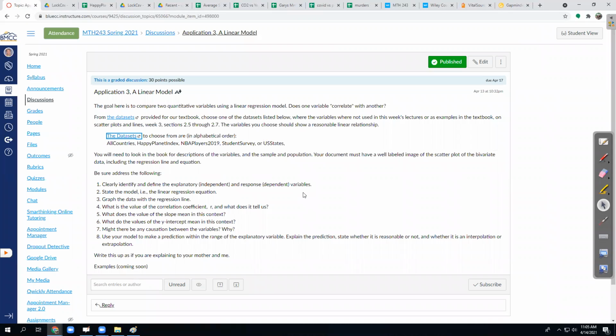One thing that's important is I've done a couple of examples from all countries, US states, and the student survey. So you can't pick a pair of variables that I've already demonstrated. It's got to be a different pair. And it can't be one that's an example in the book. They have a couple, but there are so many variables in each of these, there's tons to choose from. So that's not a big problem.